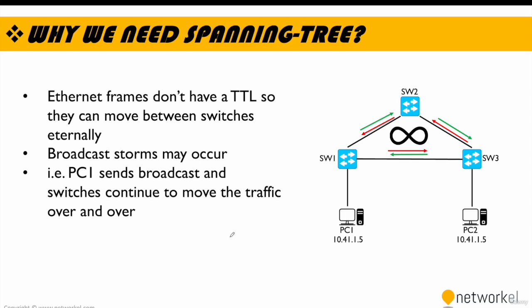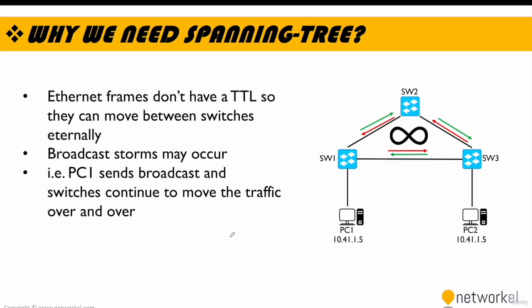Guys, spanning tree is a network protocol that ensures a loop-free topology for Ethernet networks. It prevents broadcast storms and network instability caused by redundant paths. So again, the purpose of spanning tree is loop prevention, and STP detects and disables redundant paths to prevent loops in the network, which can cause broadcast storms and network congestion.